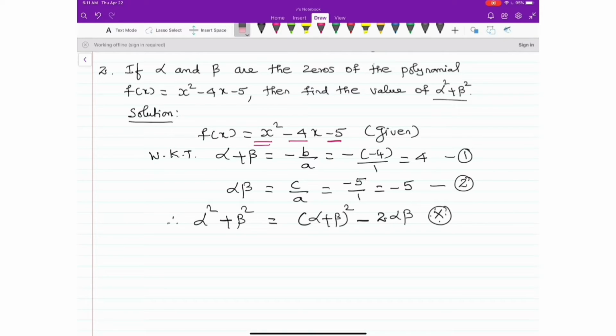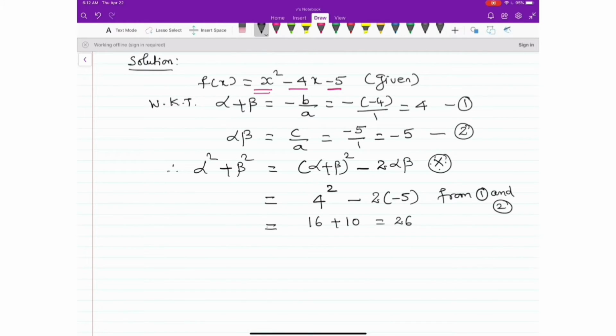This is equal to, alpha plus beta is 4. From 1, you will get 4 square minus 2 into alpha beta, which is minus 5, from 2. I am getting this from 1 and 2. When I simplify this, I will be getting 16 plus 10, which is equal to 26.